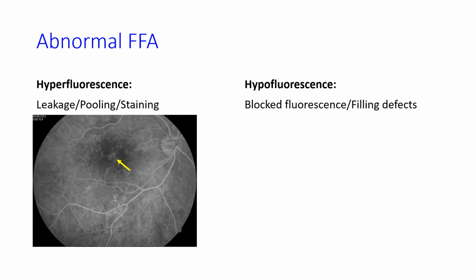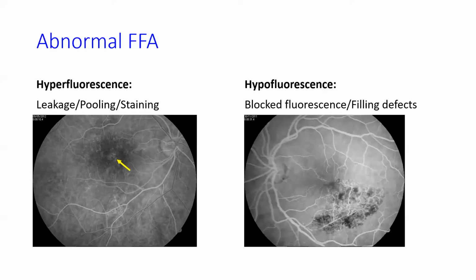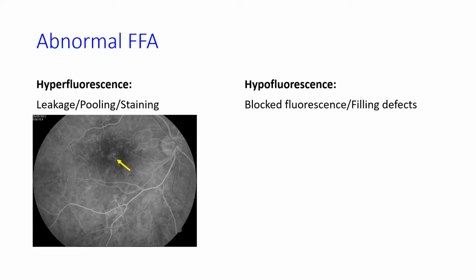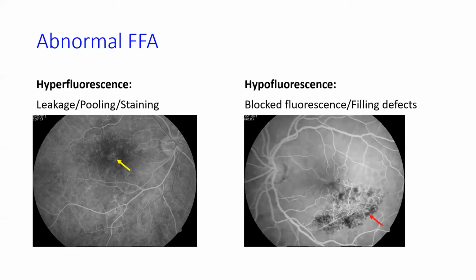The hypofluorescence can be because of blocked fluorescence or due to filling defects. This is an angiogram from a patient of inferotemporal branch retinal vein occlusion, and it is showing blocked fluorescence as depicted with the red arrow.